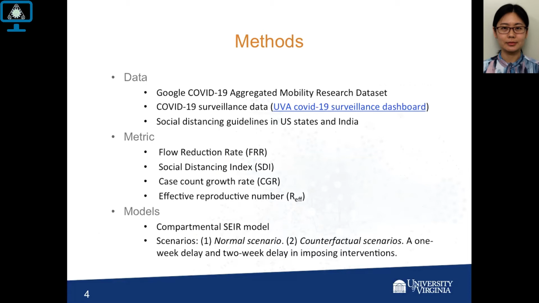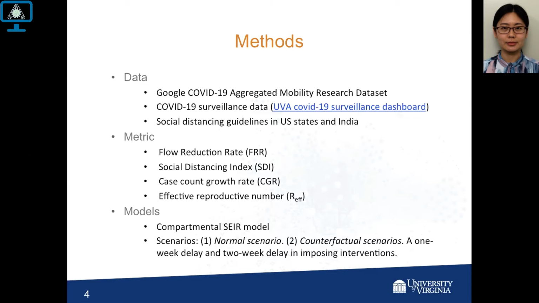This comes from the UVA COVID-19 surveillance dashboard and the social distancing guidelines in US states and India, which is the timeline of the government interventions. And mainly we use 4 kinds of metrics to do the analysis: the flow reduction rate, FRR, social distancing index, SDI, case count growth rate, CGR, and the effective reproductive number, REFF.